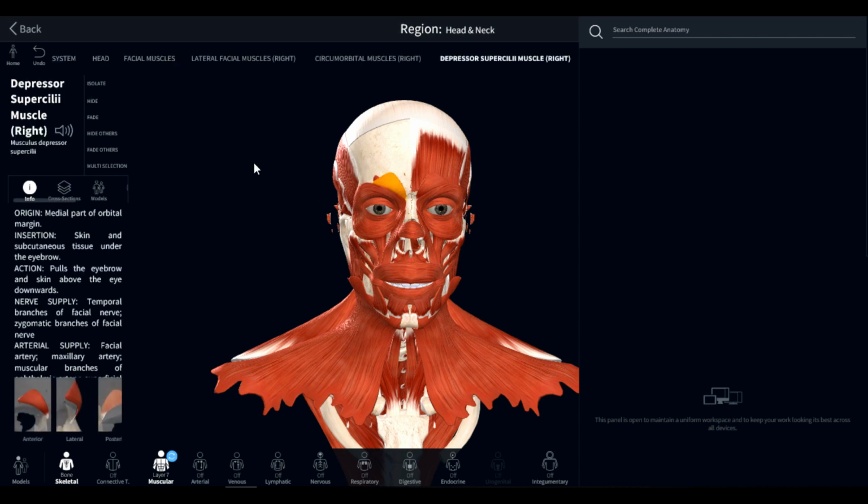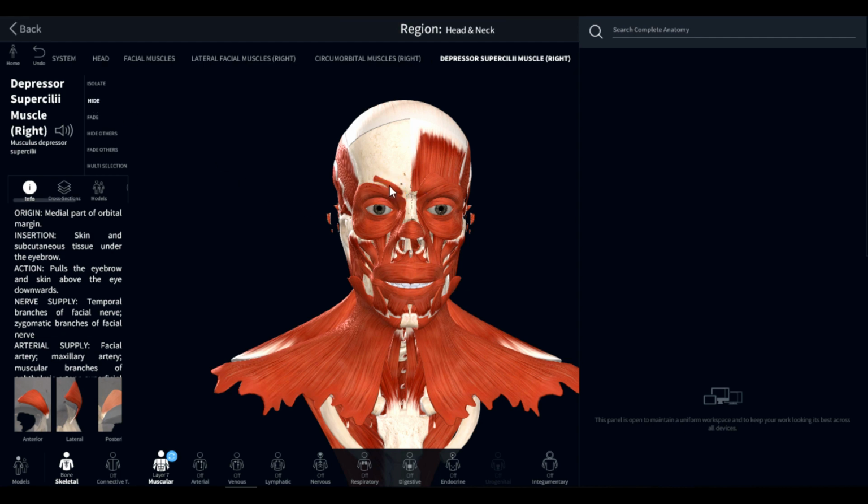This muscle is known as the depressor supercilii. Now, this muscle, as the name suggests, is involved in depression, so it's involved in pulling the eyebrows down. This muscle works in a simultaneous fashion with the corrugator supercilii in order to convey facial expressions such as frowning. This muscle has a nerve supply of the temporal branch of the facial nerve, and it has an arterial supply by branches within the facial and the ophthalmic artery.